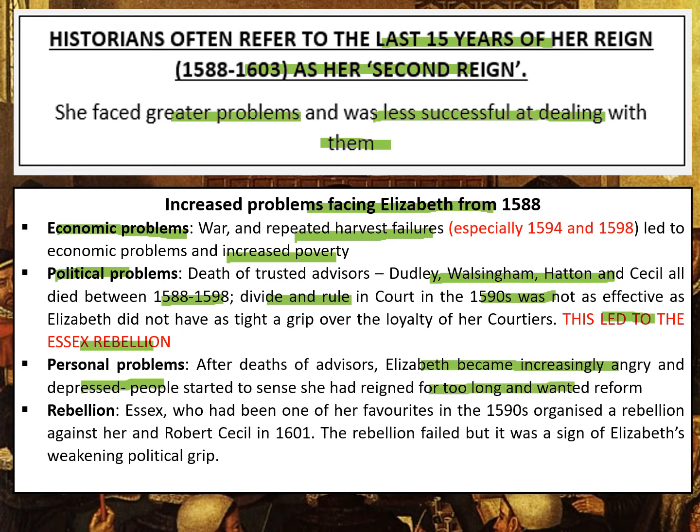And obviously the political problems had led to rebellion as well. Essex, who had been one of her favourites in the 1590s and a key Privy Councillor, ended up organising a rebellion against her and Robert Cecil in 1601. The rebellion did fail and didn't have very much support, but it was still a sign of Elizabeth's weakening political grip. We're going to think more about that Essex Rebellion now.